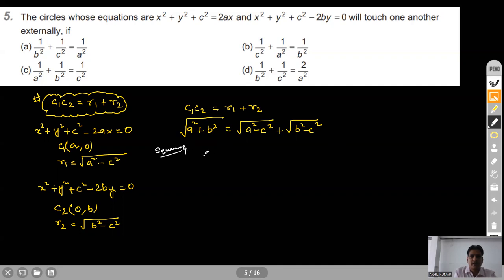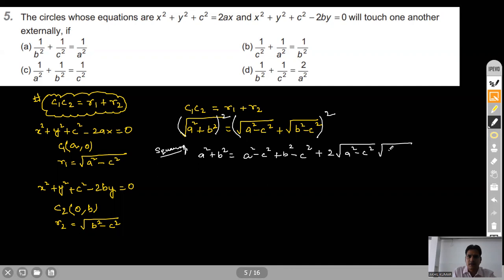After squaring, we will get a squared plus b squared equal to, applying the (a plus b) whole squared formula, a squared minus c squared plus b squared minus c squared plus 2 times the square root of (a squared minus c squared) into (b squared minus c squared). So see here, this a squared and b squared will cancel out. And after moving c squared to the left hand side, it becomes 2c squared equal to 2 times the square root of (a squared minus c squared) into (b squared minus c squared), right? So again, this 2 is getting cancelled out.